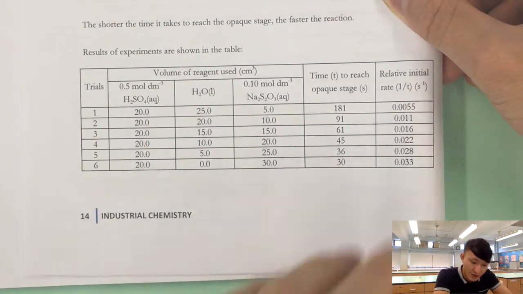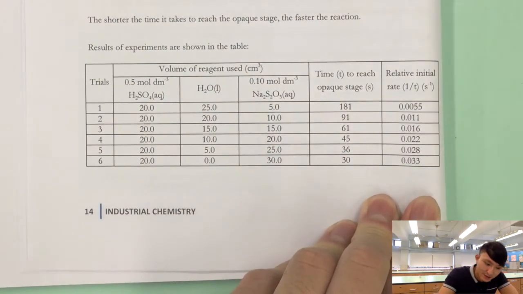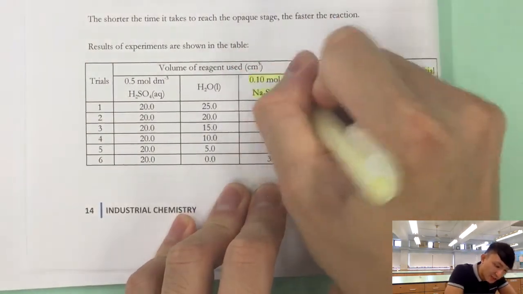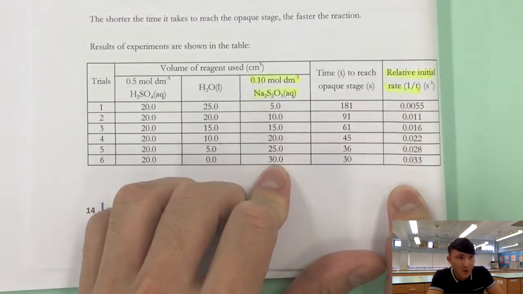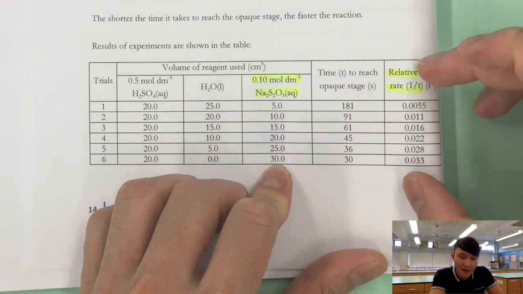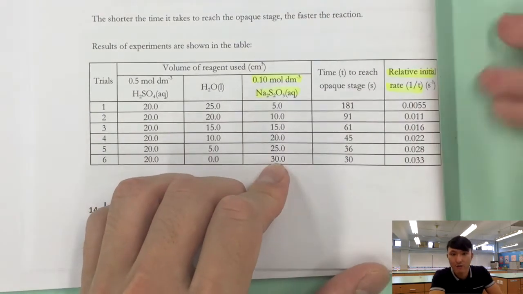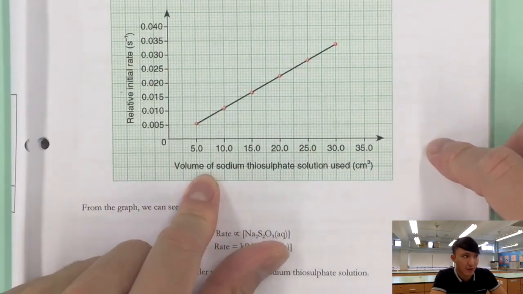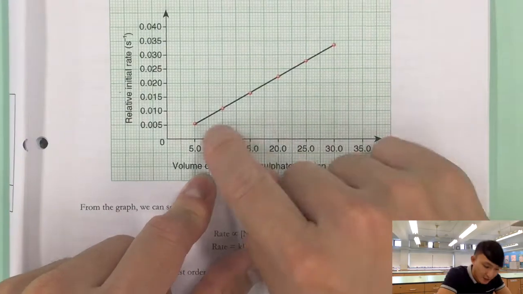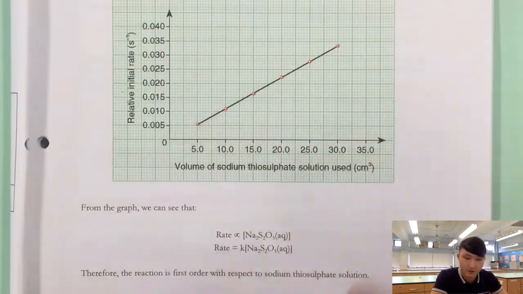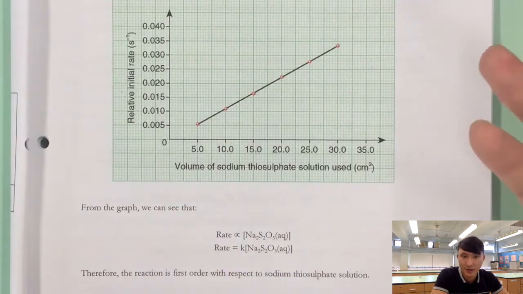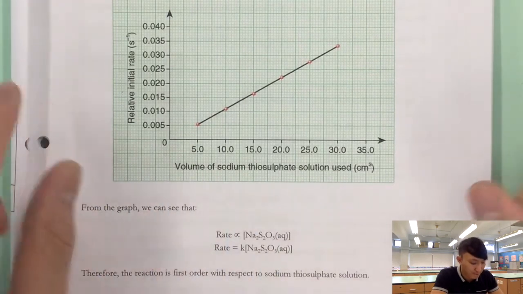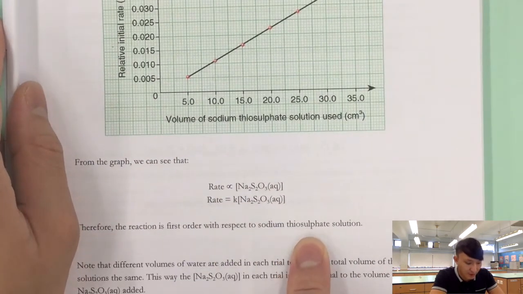Okay? Now, we are using this information together with this information. We are going to establish a rate-concentration graph. And you see, in this rate-concentration graph, even though the axis is volume, it is actually representing the concentration. Now you see, we get a straight line passing through the origin. What does it tell you? Well, it tells you that it is first order with respect to sodium thiosulfate. Okay? So first order with respect to sodium thiosulfate.